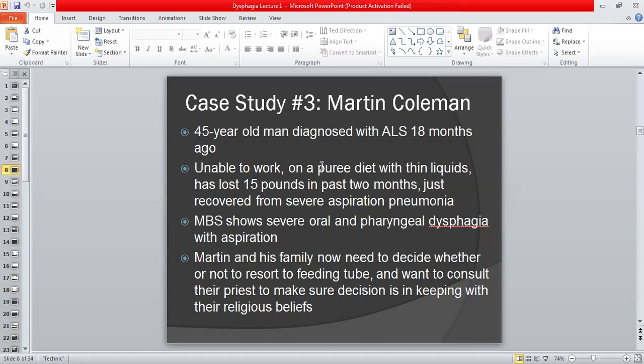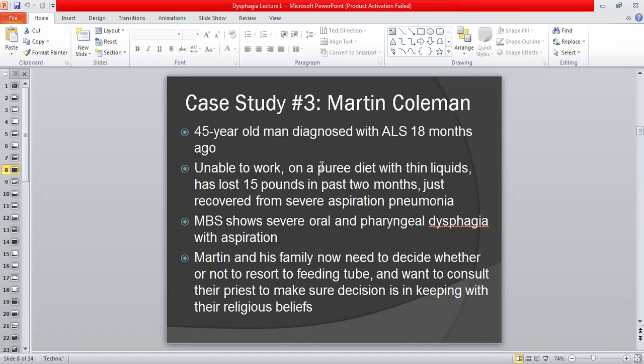Martin and his family now need to decide whether or not to resort to feeding tube. Well, there's another word. Earlier we talked about G tube. Now this is feeding tube. So what is a feeding tube? A tube inserted through the nose, passed down your food pipe into the food pipe. So the food is again pumped in through this tube towards the stomach.